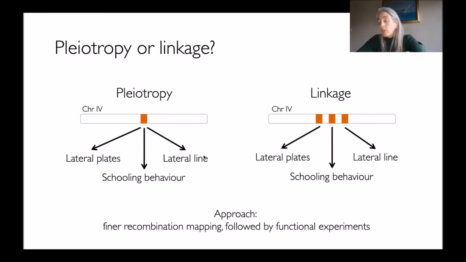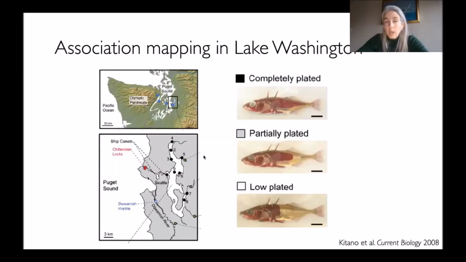And then, of course, ultimately, we want to validate those things with functional experiments using CRISPR. Okay, so what did we do? We instead took an association mapping approach. So we had a population that we had studied extensively in my group in Seattle, this big lake, Lake Washington.